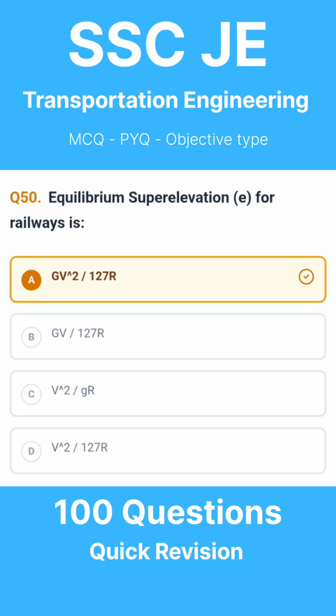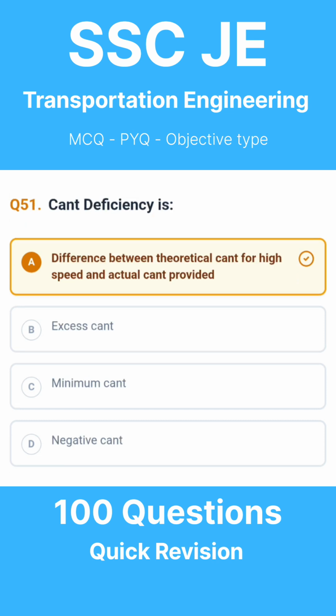Question 50. Equilibrium superelevation E for railways is. The correct answer is GV²/127R. Question 51. Cant efficiency is. The correct answer is difference between theoretical cant for high speed and actual cant provided.